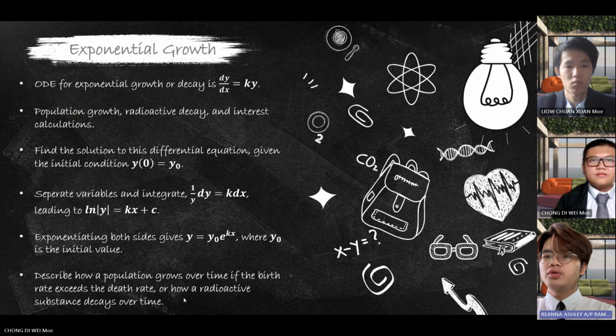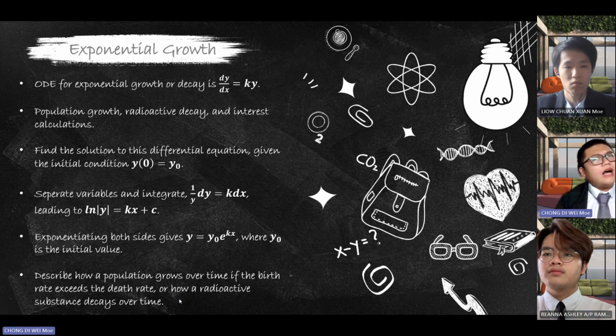Given the initial condition y(0) equals y0, we separate variables and integrate 1 over y dy equals k dx, leading to ln modulus y equals kx plus c. Exponentiating both sides gives y equals y0 e to the power kx, where y0 is the initial value. These models can describe how a population grows over time if the birth rate exceeds the death rate, or how a radioactive substance decays over time.